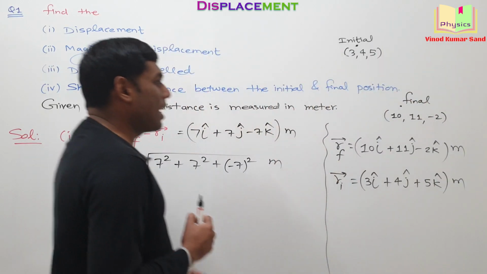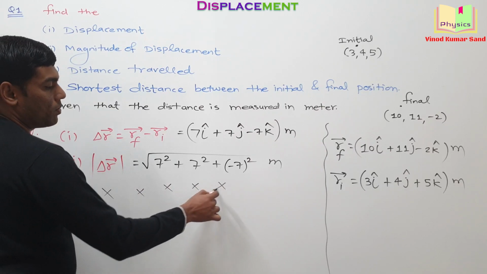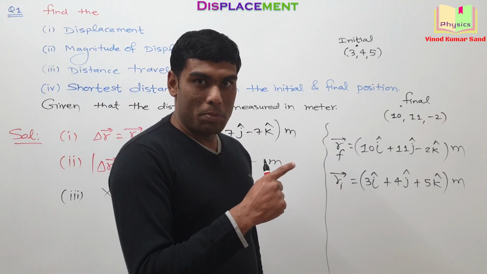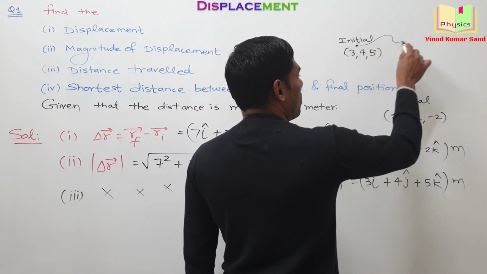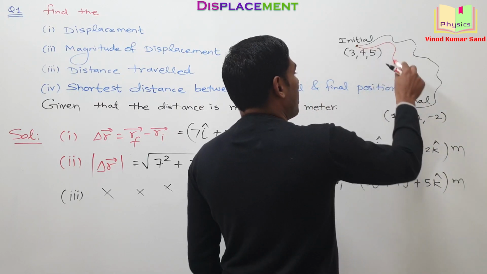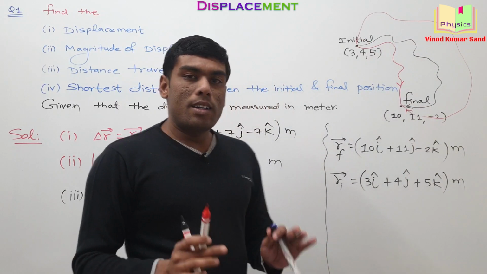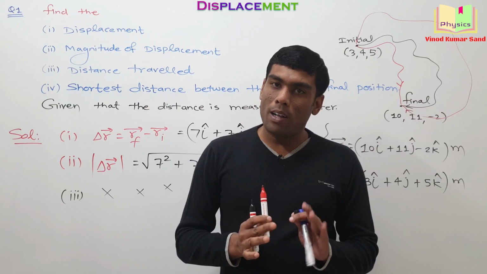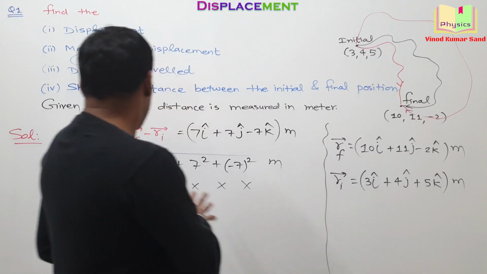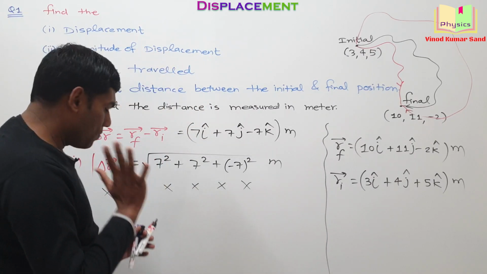The correct answer is you cannot tell the distance traveled because we don't know the path. We had the talk on the previous screen that going from initial to final position, the particle might take this path, or this path, or some other path. Until you are sure of the path, you cannot talk of the distance traveled. Getting it? So you cannot answer this question with the given information.